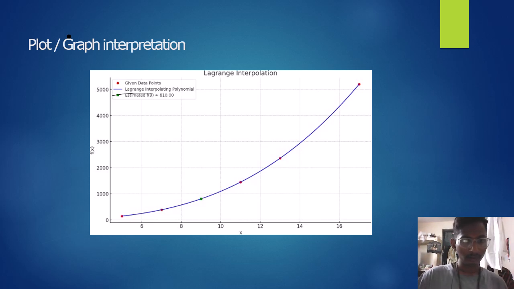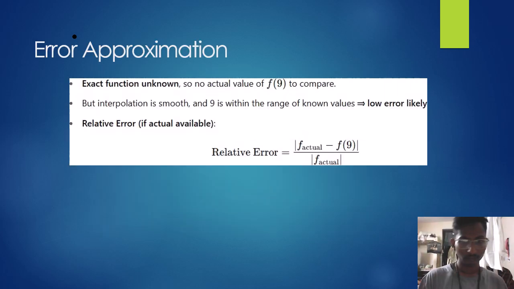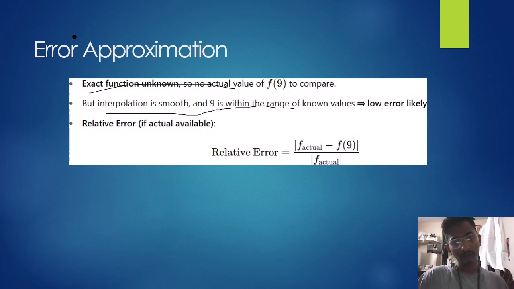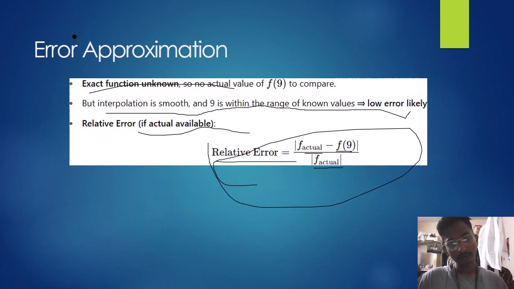Given data in red, the Lagrange interpolation estimates this. Error explanation: the exact function is unknown, so there is no actual value of f(9) to be compared, but the interpolation is smooth and 9 is within the range of known values, so the error is likely low. Relative error, if the actual value is available, is equal to (f actual - f(9)) / f actual. So this is the formula for relative error.